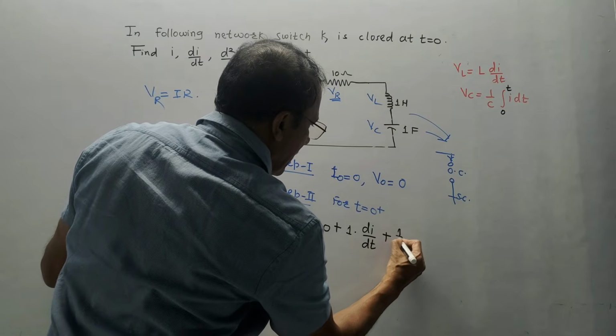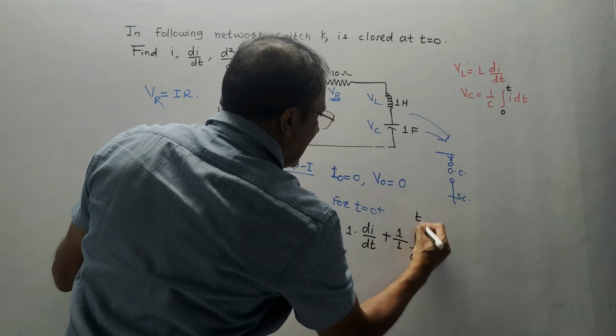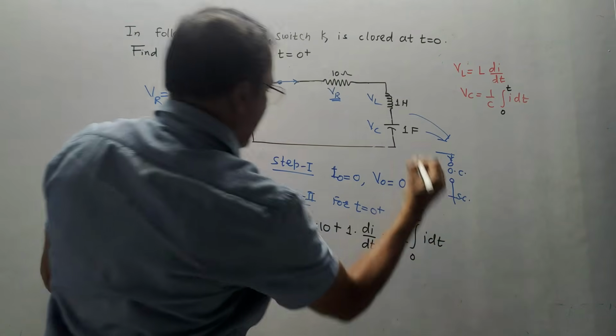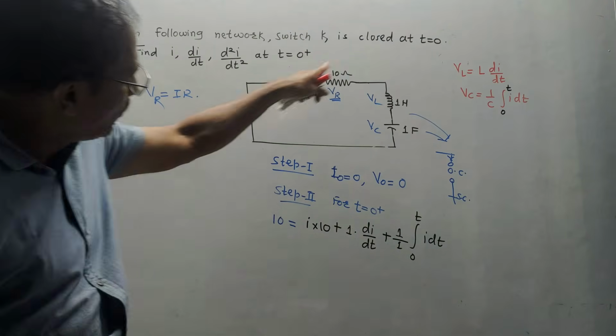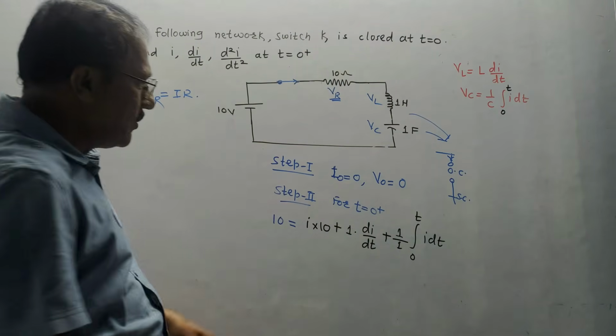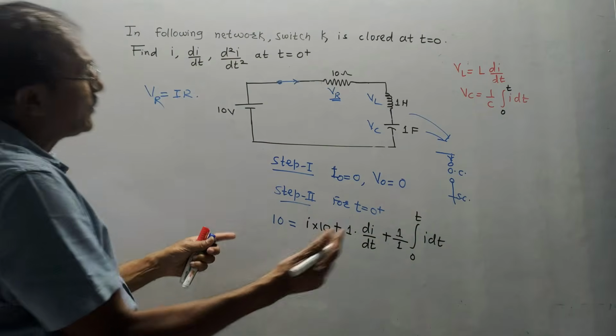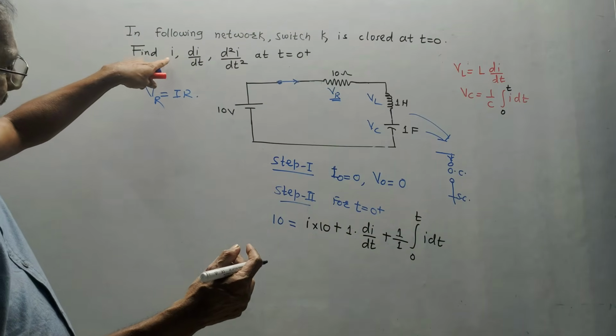So it is 1 upon 1 integration 0 to t I dt. This is the equation I have written by considering one voltage source and the voltage drop across all the elements. So this is the equation. Now how to think? Initially it is asked to calculate I, that is the value of current.